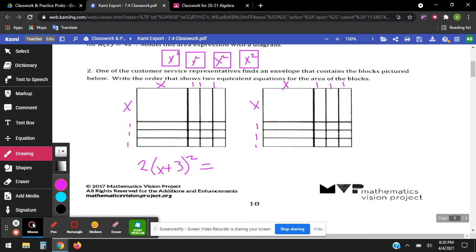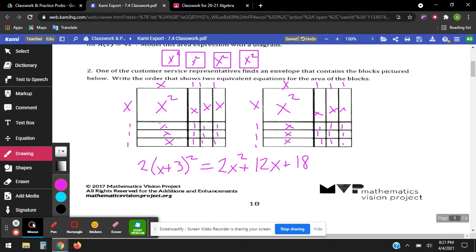We also could say I have a total of 2x squareds. I have 1, 2, 3, 4, 5, 6, 7, 8, 9, 10, 11, 12. I have 12 x's, and I have 18 of the separate ones.